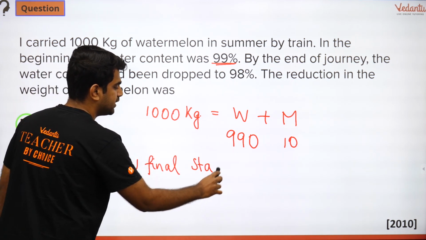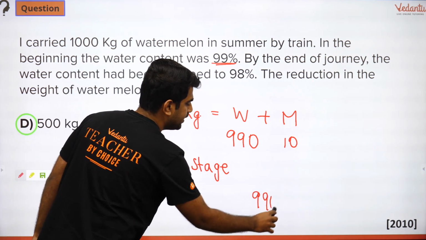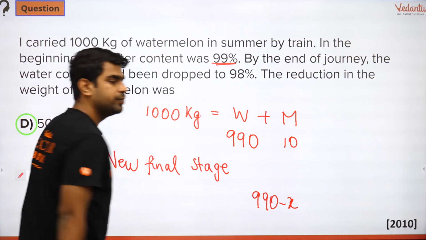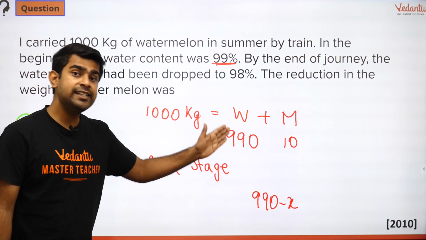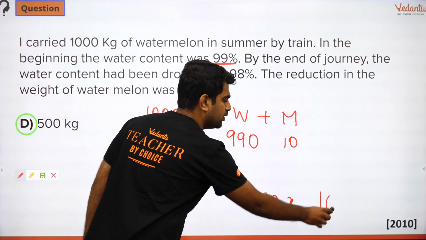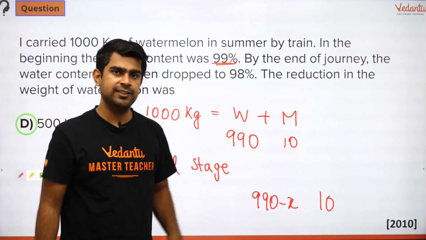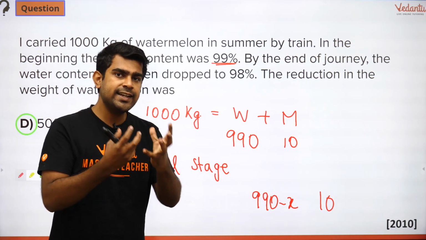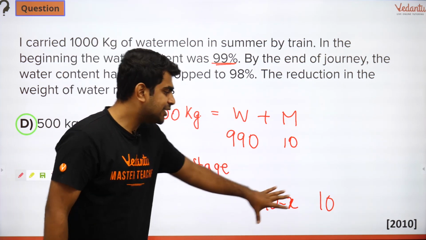So in the new final stage, what will happen? This will become 990 minus x. Because initially, how much was it? It was initially 990. Some water is gone. Do you think the matter will evaporate? No way. Why will the matter evaporate? Matter is going to be fixed. Matter is the solid content, right? Nothing happened to it. So that is not going to evaporate. So this is the final stage.